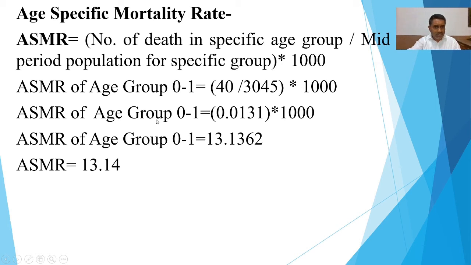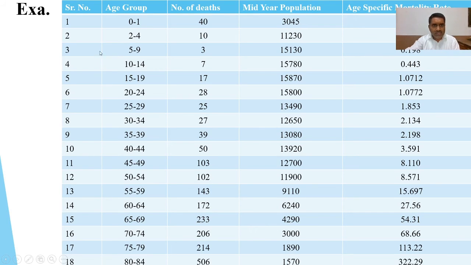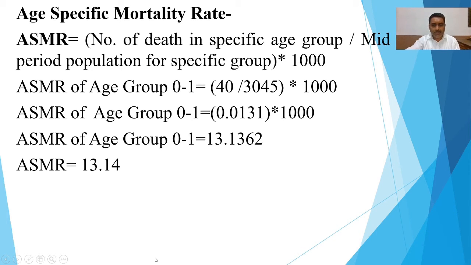So ASMR of age group 0 to 1 is equal to 40 divided by 3045. The calculation is 0.0131. I multiply it by 1000, so ASMR of age group 0 to 1 is equal to 13.1362, and I round the figure. ASMR is equal to 13.14. I put the same value over here. Similarly, using the same formula, I can calculate ASMR of each and every group up to 84. Okay, so this is all about the age specific mortality rate.